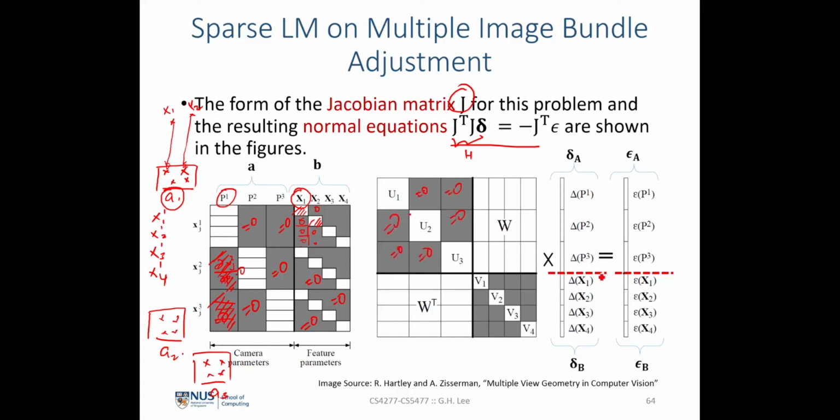And now delta would be divided into 2 parts. The first part would be dependent on A, which is our camera matrix, and the second part would be dependent on the 3D point entries, which corresponds to the partition of the blocks in the Jacobian matrix. And similarly, epsilon A and epsilon B, denoted by this term, would be divided into two parts. The first part is again dependent on the camera matrices, and the second part would be dependent on the 3D point.